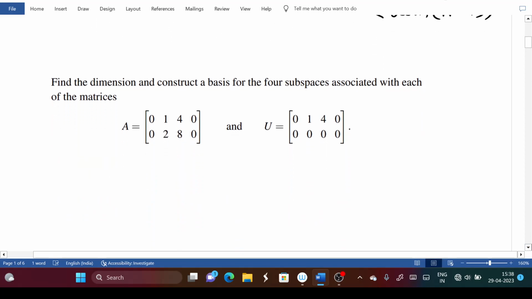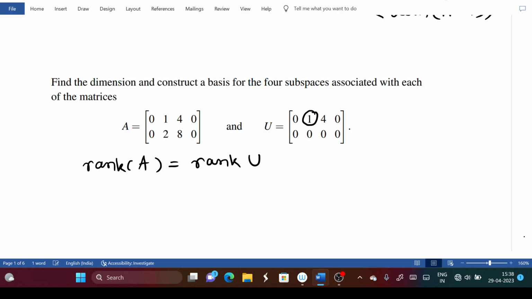Next question is, find the dimension and construct a basis for the four subspaces associated with each of the matrices. So here U is the echelon form of A and it has only one pivot, that is in the second column, first row. So rank of A is equal to rank of U, that is R is equal to 1. For both the matrices, M is equal to 2, N is equal to 4.